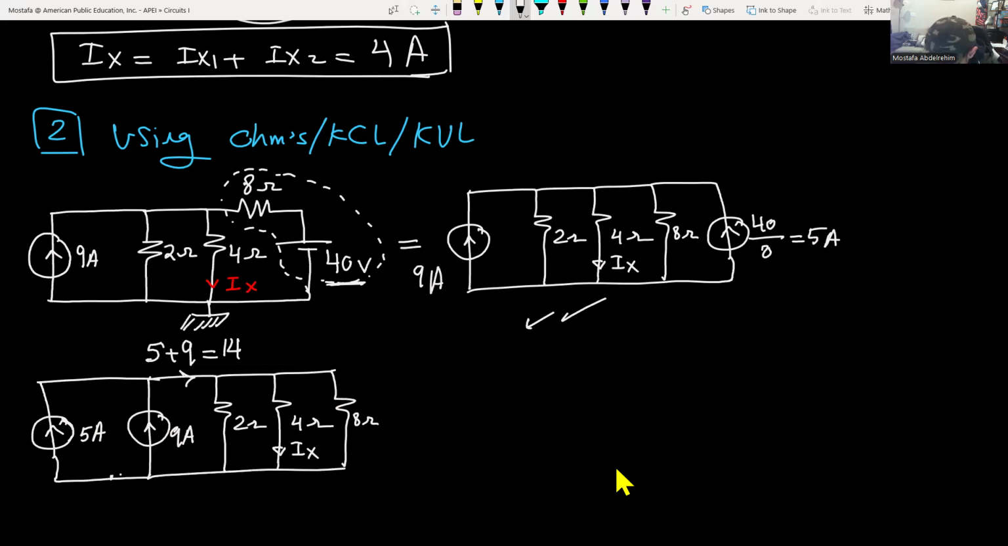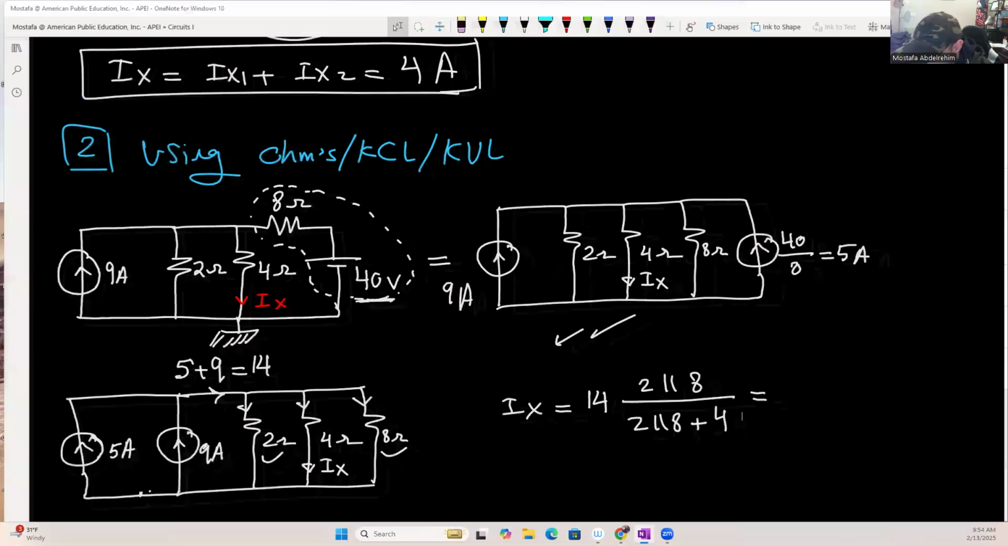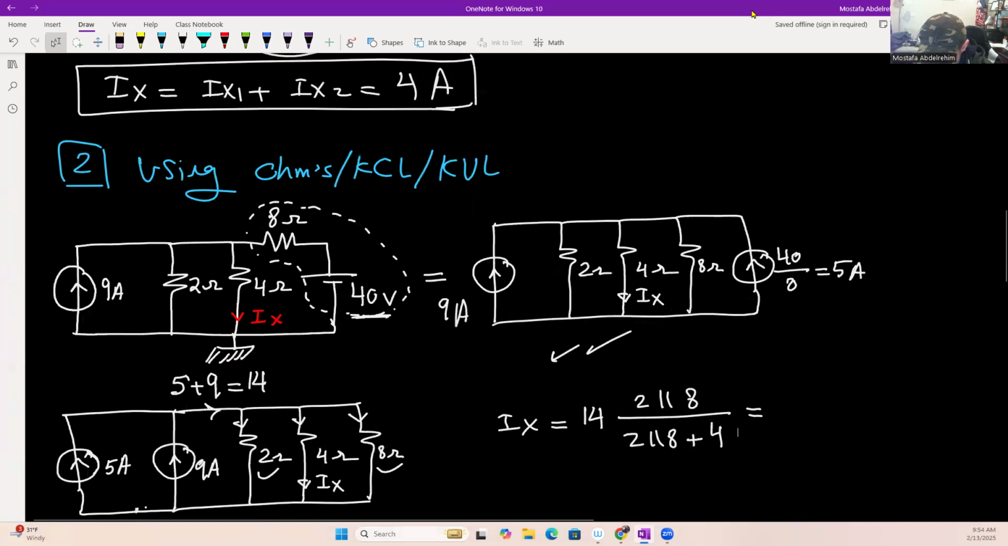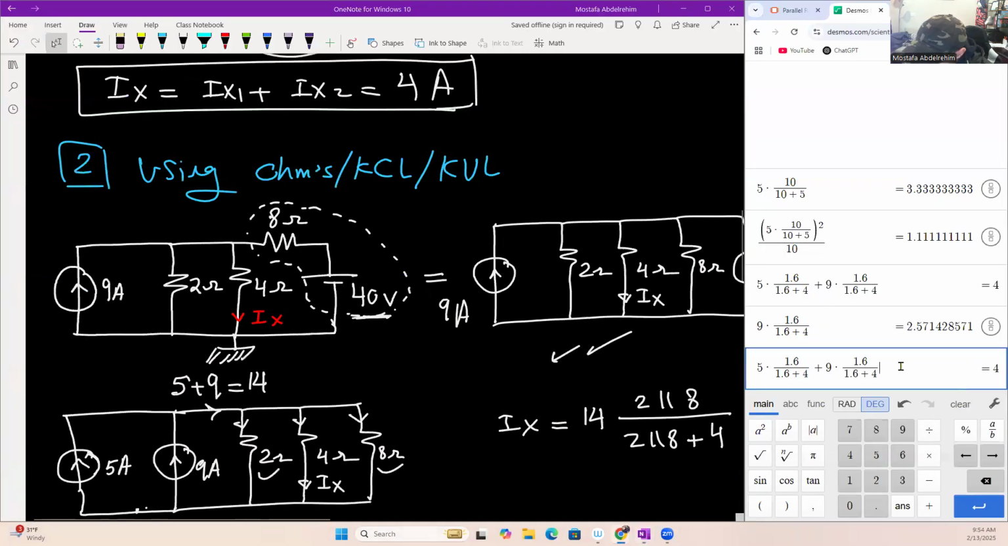And we need, again, Ix. So this 14 ampere will be branched into 3 branches. So Ix is equal to 14 multiplied by the 2 other resistances, 2 parallel with 8, divided by 2 parallel with 8 plus 4. Before we calculate this, I want to use the calculator that we have because we already have the answer. So let's look at the calculator. We have 2 parallel by 8 is 1.6. We know this from the parallel resistance calculus.